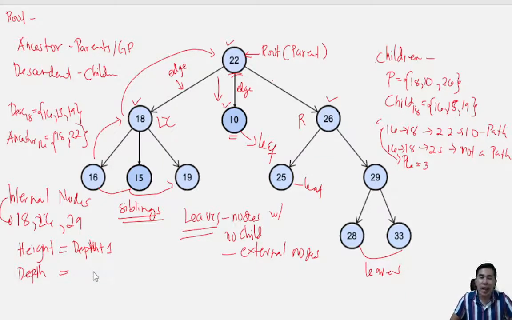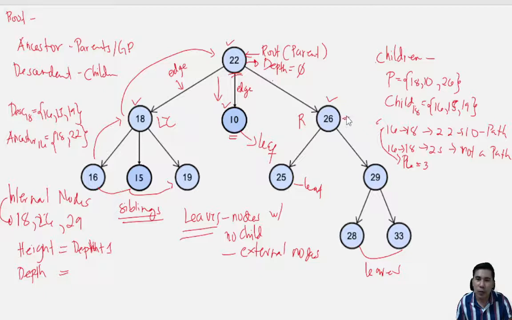The depth is the length of the path to its root. By the way, in trees, some books start with depth 1, while others use depth 0. So let's say we are going to use this as depth 1. Okay, so this is depth 0.